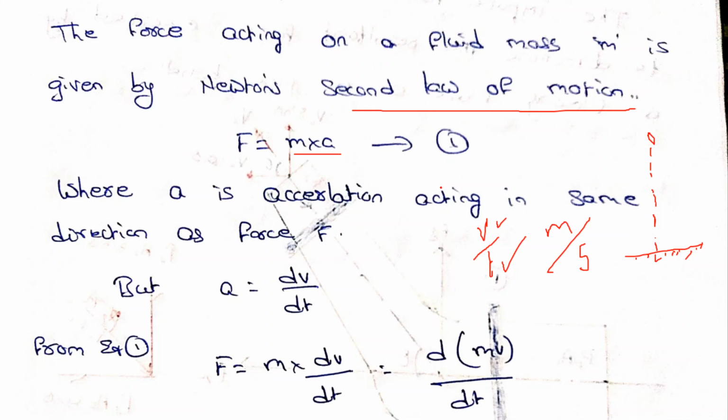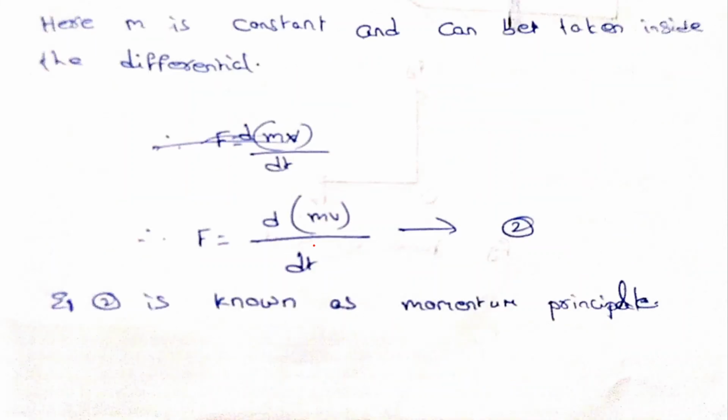Now from equation 1, F is equal to m into dv by dt. Okay, obviously here what is equation 1? m into a. m we are taking, dv by dt we are applying in this equation. Okay, and this one we can also write as d(mv) by dt. Why am I writing like this? Because m is constant. Obviously here mass is there, and mass is nothing but constant. If velocity is changing, there is no chance of change in mass. Okay, now here m is constant and can be taken inside the differential.